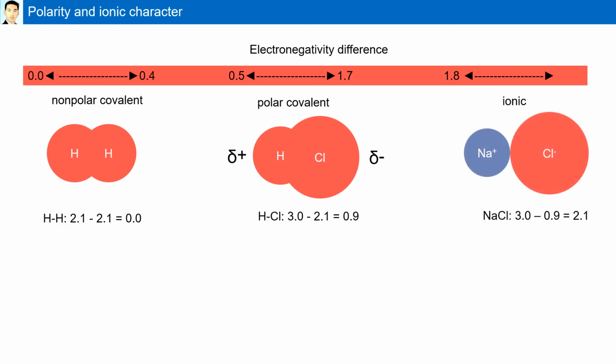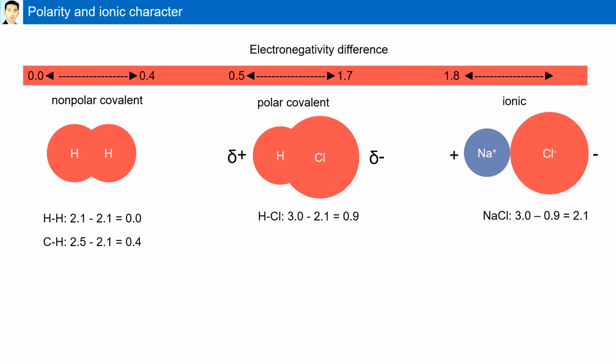And for NaCl, we have an electronegativity difference of 2.1, which is clearly higher than 1.8, making it ionic. Besides, it's a metal and a non-metal, which automatically makes it an ionic bond. The sodium lost an electron, which is totally positive, while the chlorine gained an electron, making it totally negative. They are not partial positive or partial negative.